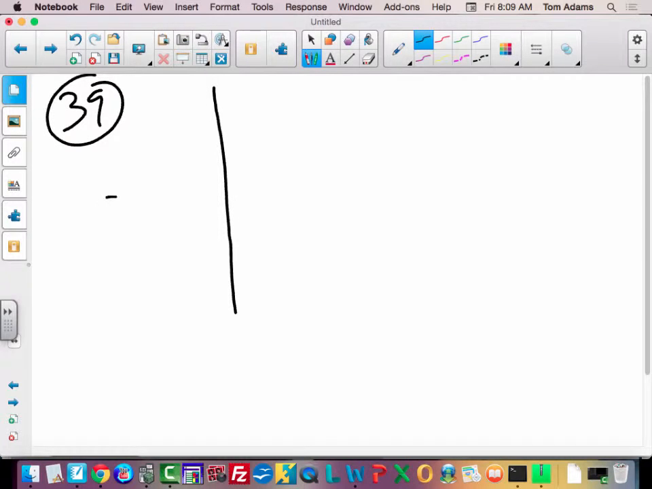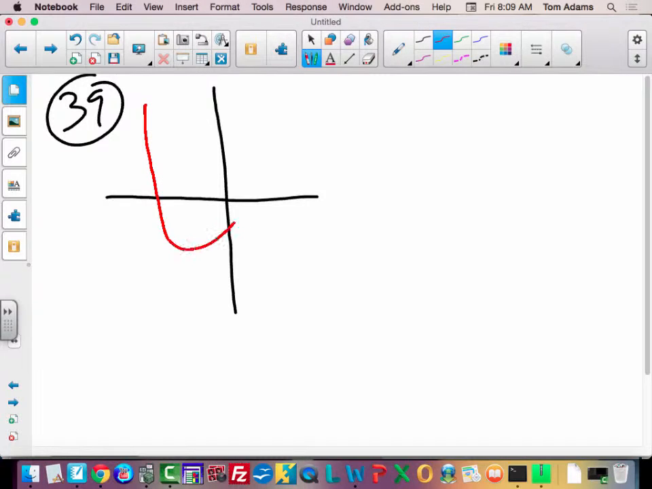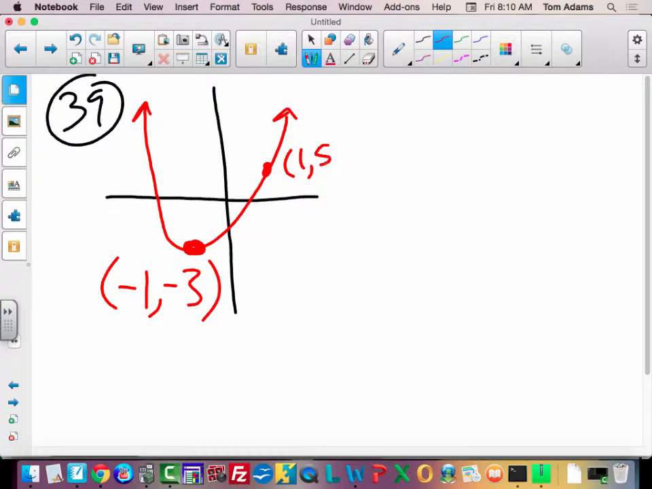It has a parabola, and the parabola has a vertex, and I realize this is just a freehand sketch. Pretend that's a parabola, because that's what it's supposed to be. And the vertex is at -1, -3, and it goes through the point 1, 5, and we'll talk about why the book gives us a point.